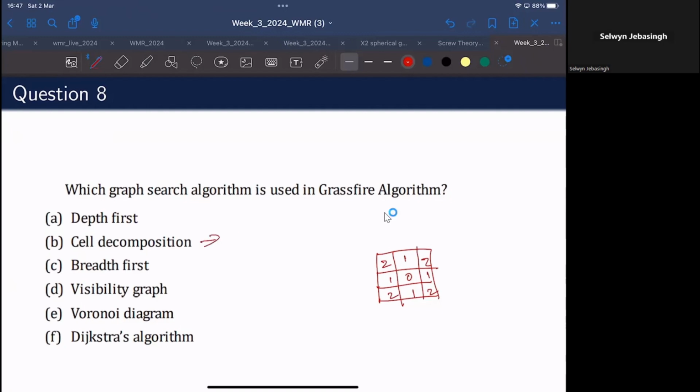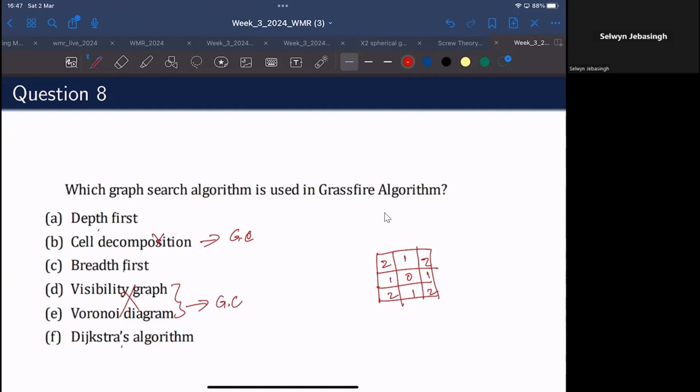Cell decomposition is a graph construction algorithm. It has nothing to do with graph search algorithms. Visibility graph and Voronoi diagram are also graph construction algorithms. So you can directly eliminate these options. So is it depth first, breadth first, or Dijkstra?